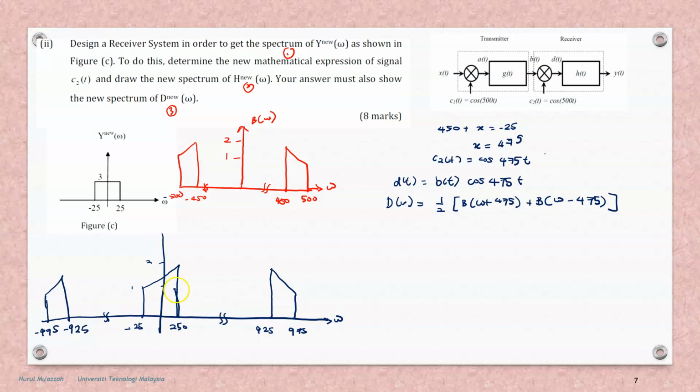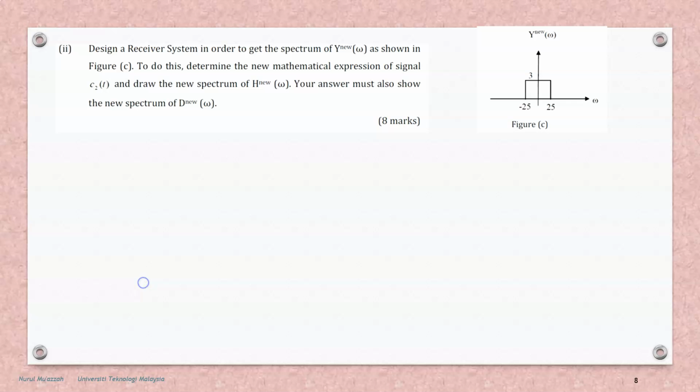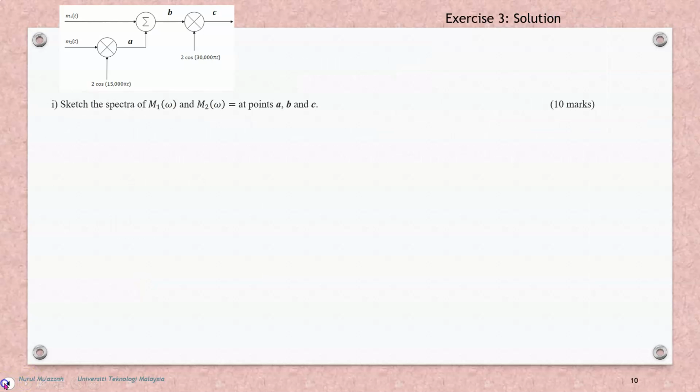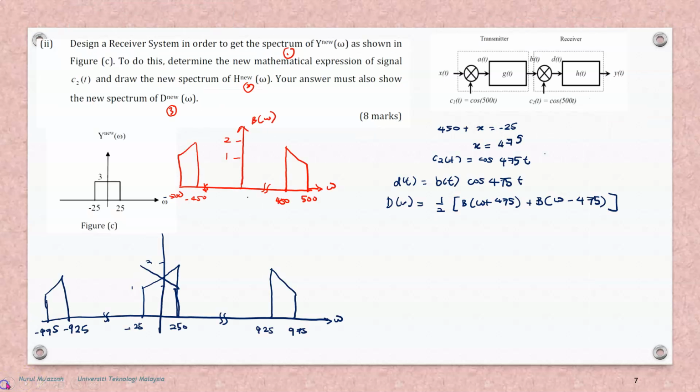This one is like a summation of two signals, a superimposed signal. There are two signals here that overlap. This is the new D(ω). So basically you have answered the question.